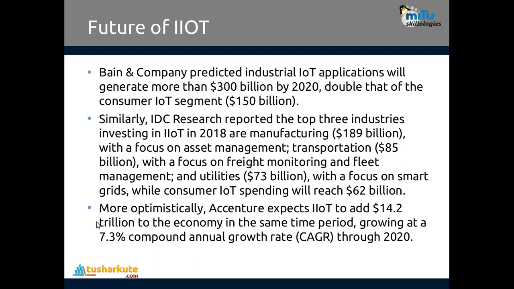Similarly, IDC research reported the top three industries investing in IIoT in 2018. Manufacturing is first, at $189 billion, with a focus on asset management. Transportation is next with $85 billion, with a focus on freight monitoring and fleet management. Utilities follow with $73 billion, with the focus on smart grids, and consumer IoT spending reaches $62 billion. So manufacturing companies are on top, implementing IoT applications very effectively.